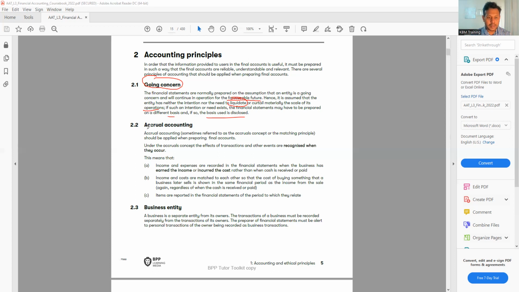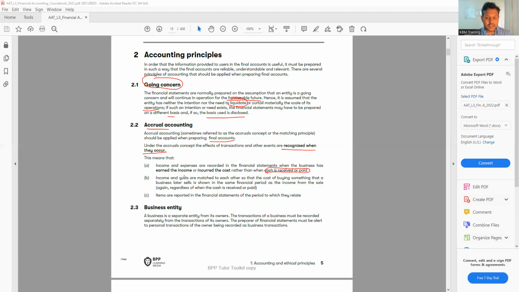Accrual concept, we already talked about that. Quickly reading it, it says accrual accounting should be applied when preparing the final accounts. Under the accrual concept, the effects of transactions and events are recognized when they occur, not when actually paid by the customer or to the supplier. This means income and expense are recorded in the financial statements when the business has earned the income or incurred the cost, rather than when cash is received or paid. So we do not consider when cash is received or paid to the supplier. We consider when the transaction occurred.